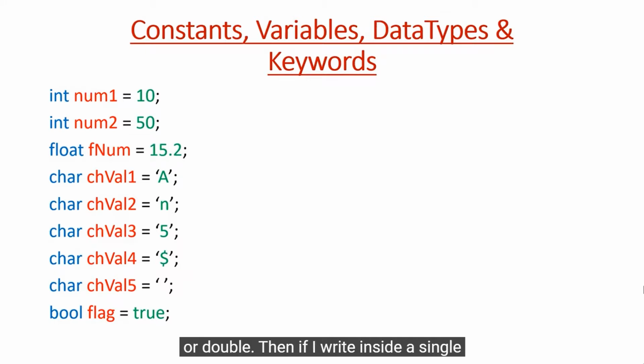Then if I write in single quote 9, what type of data is it? So that's a character data. If I write your name, what type of data is it? Is it a character data? No, it's not a character data, because your name contains more than one character, and the precondition of character data type is data must not be more than one symbol. Here you can see all are one symbol, capital A, small n, 5, dollar, space, all are one symbol, but your name contains more than one symbol.